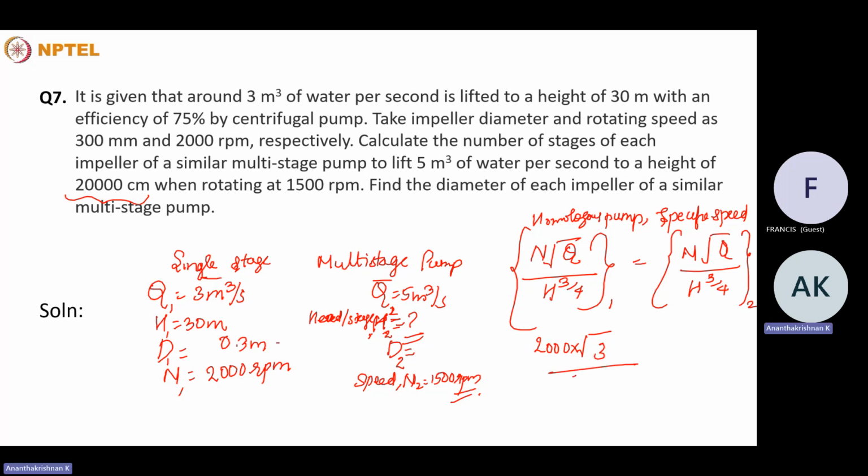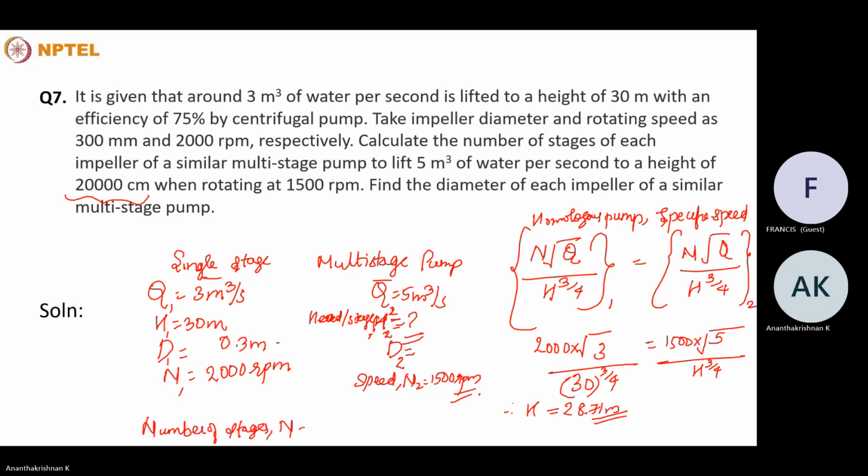This will be 3. H is 30 power 3 by 4, into 5. You need to calculate the H. Therefore, H based on this calculation, we'll be getting it to be 28.71 meters. And in order to calculate the number of stages, n is equal to H total divided by H. So H total is 200 meters divided by 28.71. So we'll be getting it around 6.96. So approximately 7. The number of stages required to lift the water to the overall height is 7.